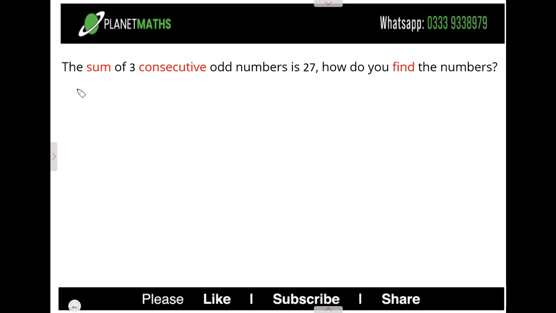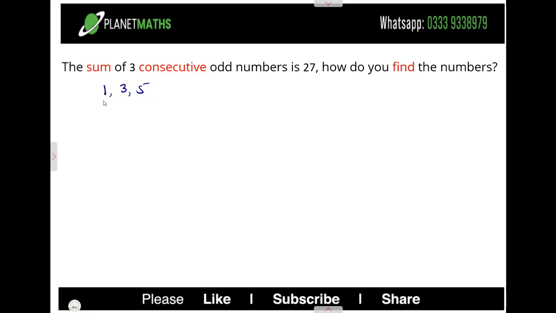Today we have a question. The sum of three consecutive odd integers is 27. How do you find the numbers? Suppose we have any three consecutive odd numbers, let's say 1, 3 and 5. These are any three consecutive odd integers.